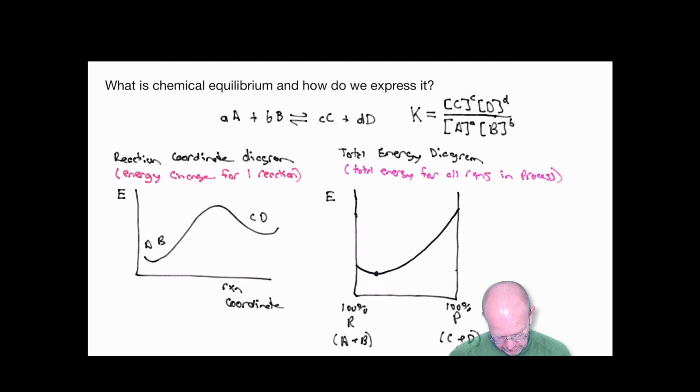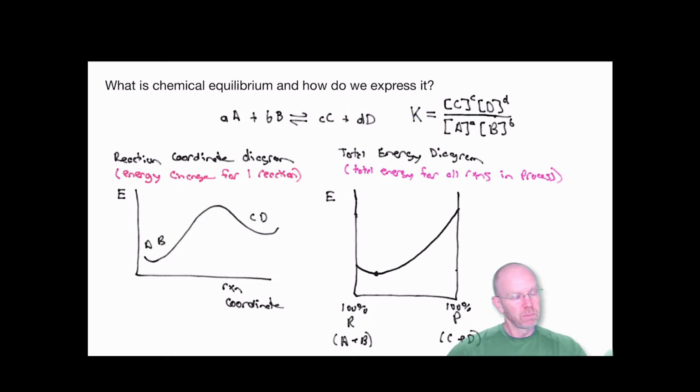So in this process, reactants are favored at equilibrium, and so this equilibrium, this lowest energy point, is going to be close to the reactant side. So in a process like that, now we're talking about the denominator of this expression being large and the numerator being small. And so what that means is K is going to be a very small number.